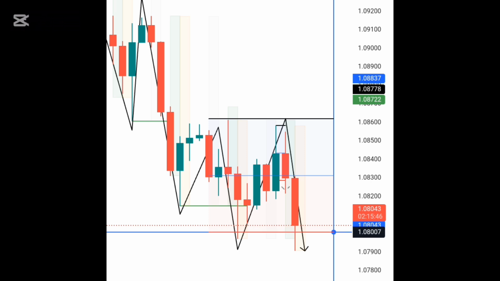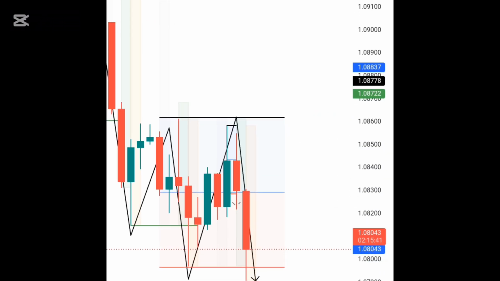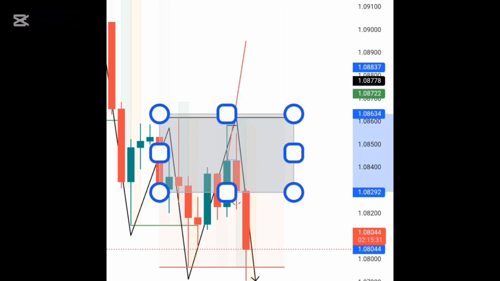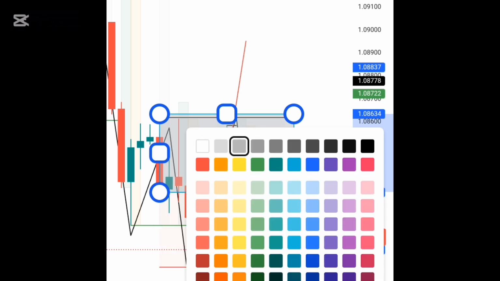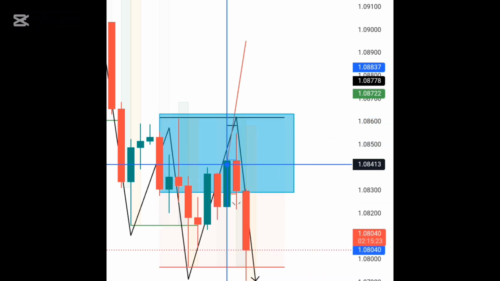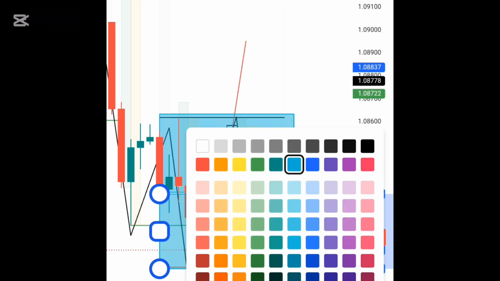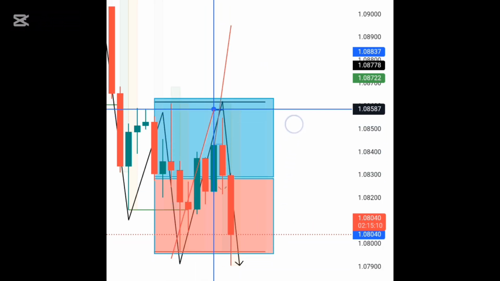I want to draw my PD range for you guys, my premium and discount range. That's the premium and discount range. So now this is my premium zone. Let me mark it out. The blue one is the premium, while the red one is the discount.